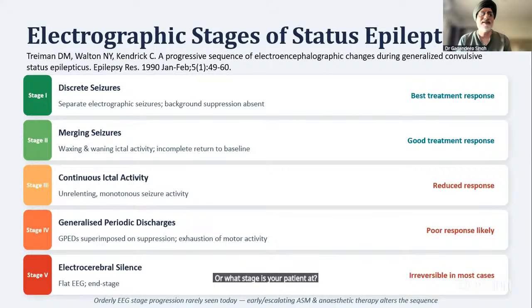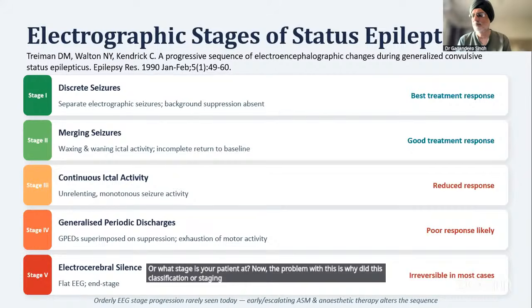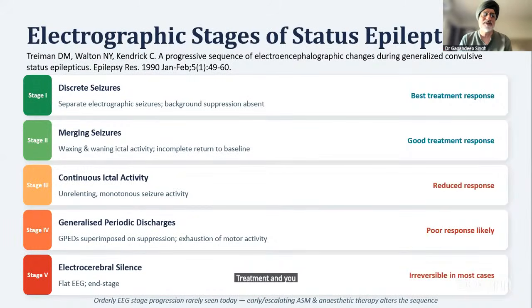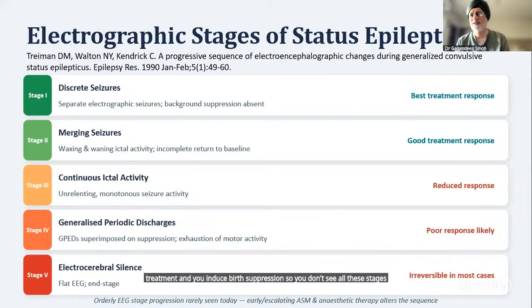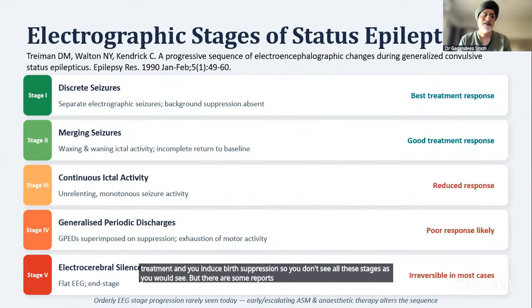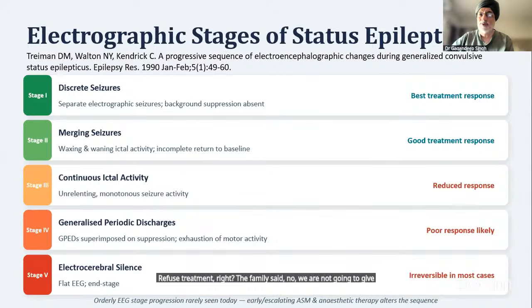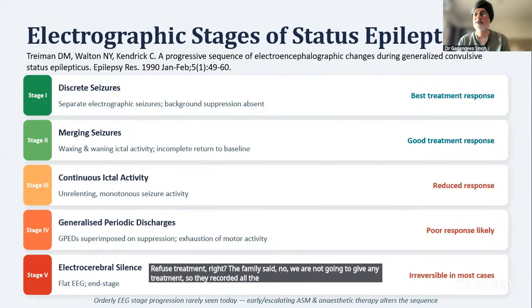Now, why did this classification or staging not become very popular? It is because this staging is modified by treatment, right? You give anesthetic treatment and you induce burst suppression, so you don't see all these stages. But there are some reports in the literature, one case report where the patient was refused treatment. The family said, no, we are not going to give any treatment. So they recorded all 5 stages of status epilepticus in that patient.